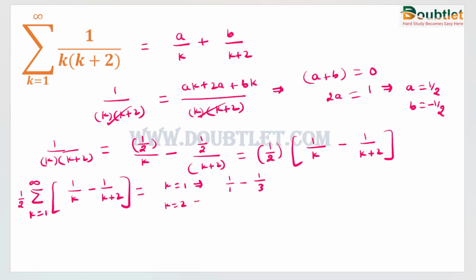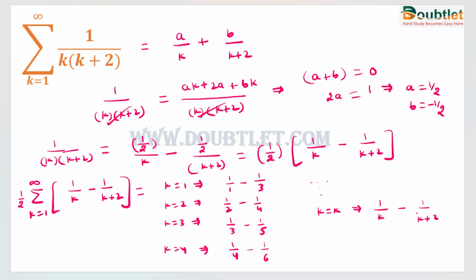Then for k equal to 2, we will get 1 upon 2 minus 1 upon 4. Then k equal to 3, what we will get? 1 upon 3 minus 1 upon 5. Then put k equal to 4. So what we will get? 1 upon 4 minus 1 upon 6. And this process goes on to infinity. So for general k, what we will get? 1 upon k minus 1 upon k plus 2.